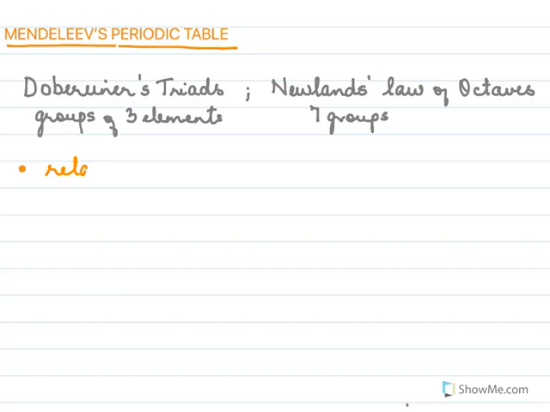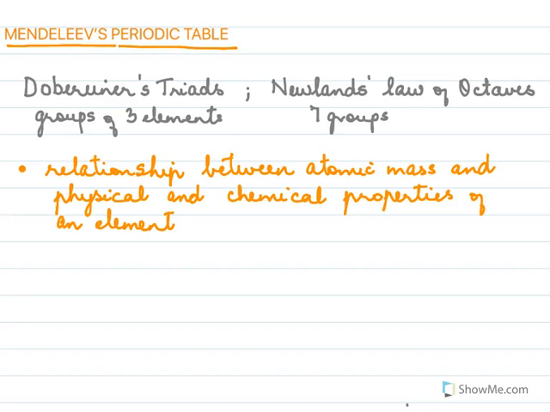Mendeleev showed a relationship between atomic mass and the chemical and physical properties of an element. So he showed a connection between this atomic mass, the physical and chemical properties of an element. Now, what is atomic mass? Atomic mass is the mass of an atom.